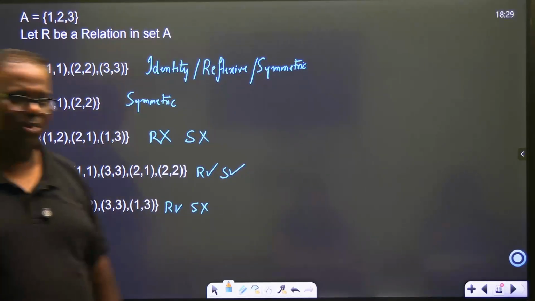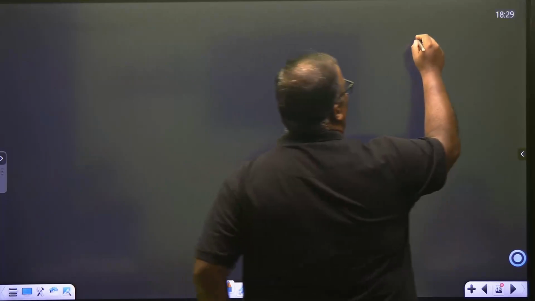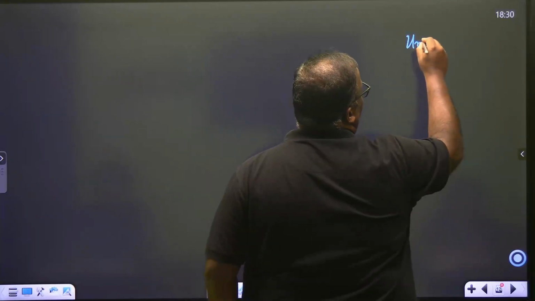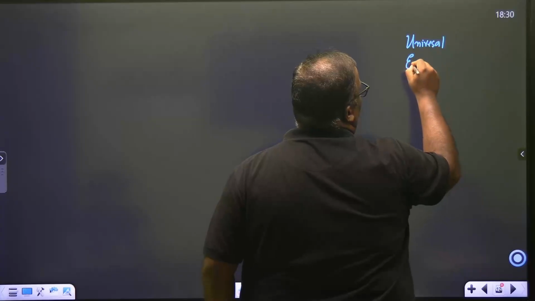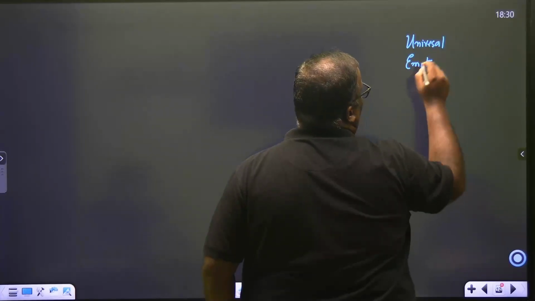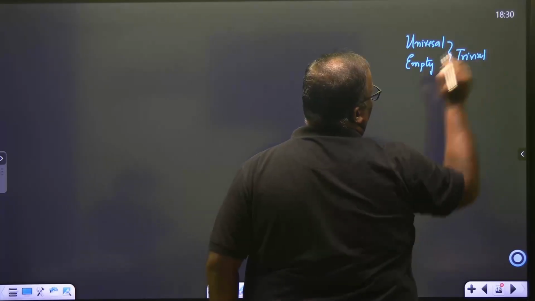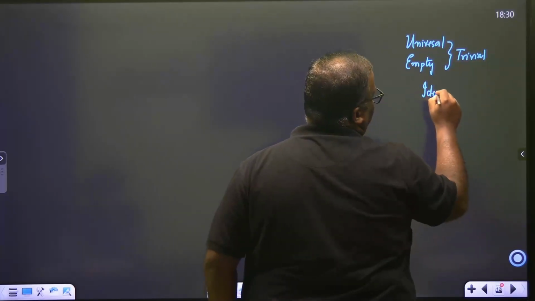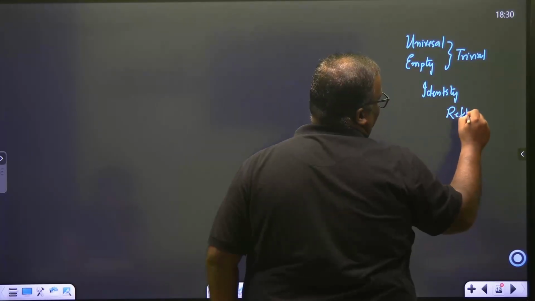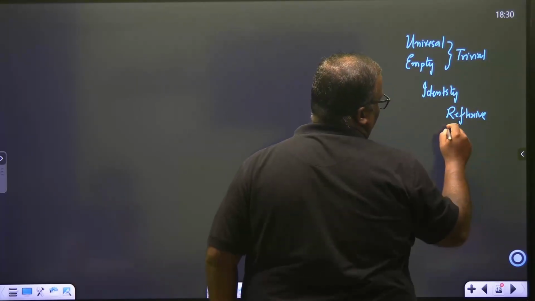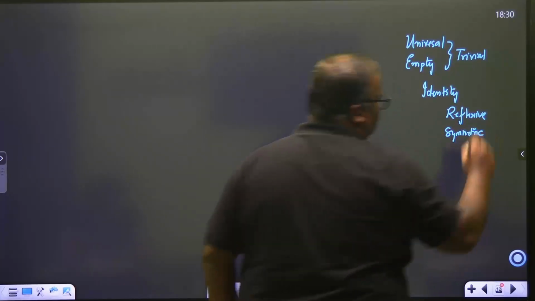Is it clear till here? As we finish till here, just ask yourself, after this we'll take 2-3 classes on universal and empty. These two form a part of your trivial relations. Then we learnt about identity as a part of what is mandatory to be reflexive, and then we found out what? Symmetric.